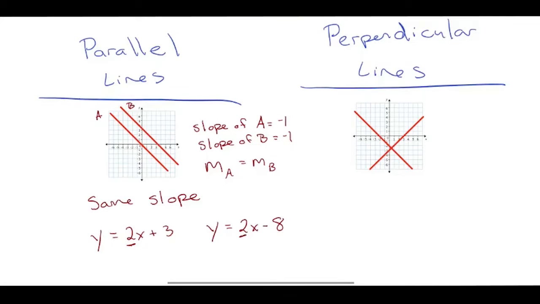Now, perpendicular lines are lines that intersect and make a right angle at every angle. Okay? You'll remember right angles from geometry.